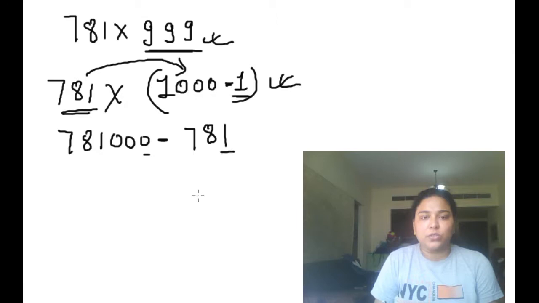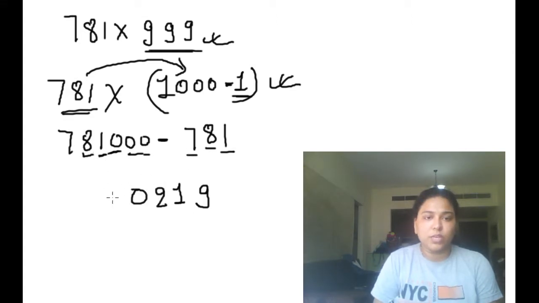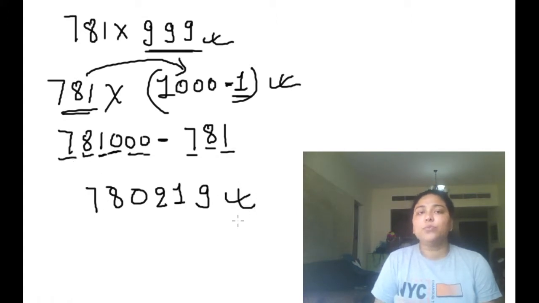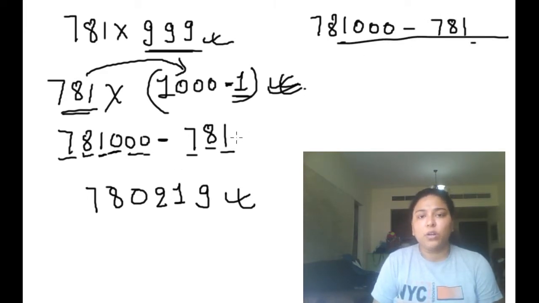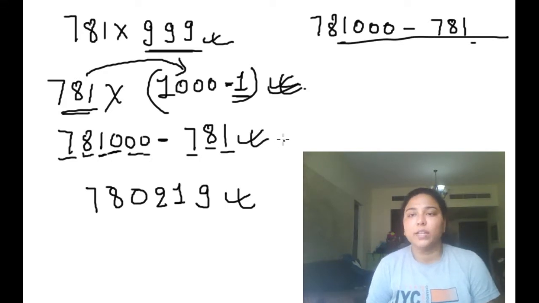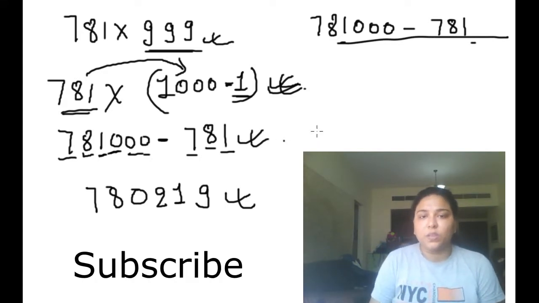Now 10 minus 1, 9, 9 minus 8, 1, 9 minus 7, 2, this is 0, this is 8, this is 7. This is the answer. After a few practices, you can skip this step and you can directly write 781,000 minus 781, and you can do the subtraction. Only in one step you can write the answer. We will do in one step in the next example.